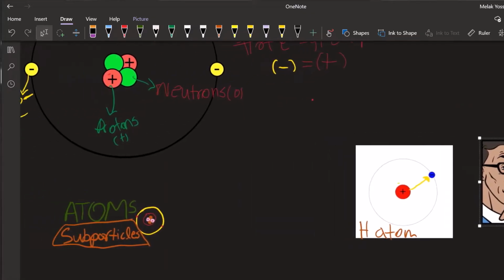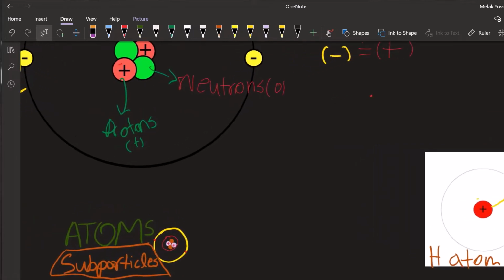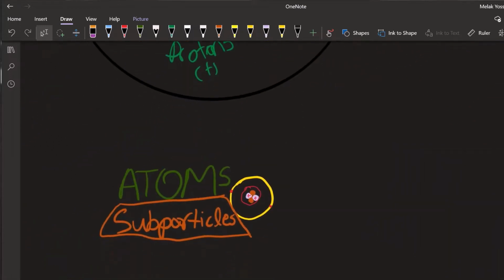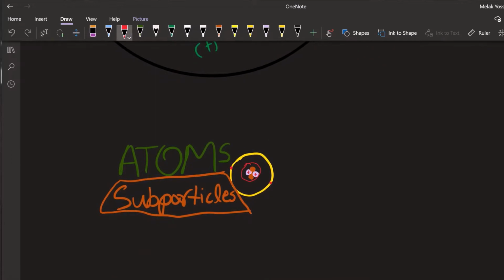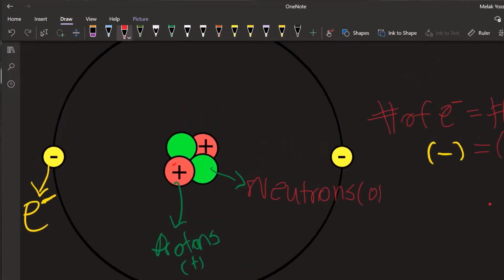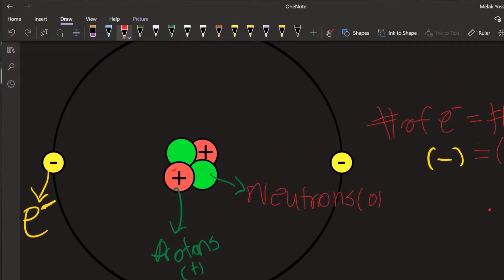Hello, today we're going to be talking about atoms and the stuff that makes them, called subparticles. Subparticles are the building blocks of atoms. Atoms, by the way, for those of you who are unaware, are the composers of all the mass in the universe. Every object in the universe is made up of atoms, and those atoms themselves are made up of even tinier stuff called subparticles.